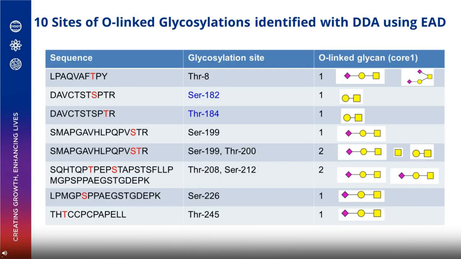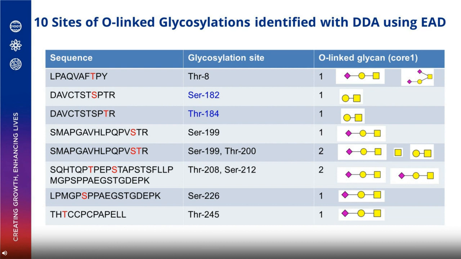So this is a summary of the 10 sites of O-linked glycosylation identified using the DDA and EAD without enzymatic removal of sialic acid. These 10 sites of O-linked glycan are distributed among the 6 different peptide fragments. As shown in the table, all glycans are predominantly core 1 hex-type subtype substituted by 1 or 2 sialic acid residues.